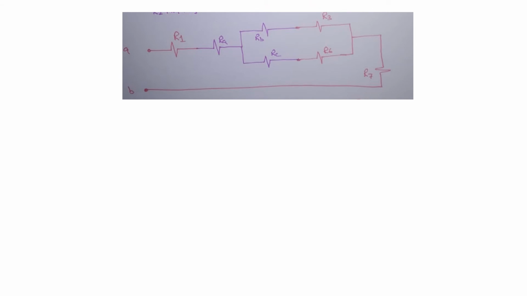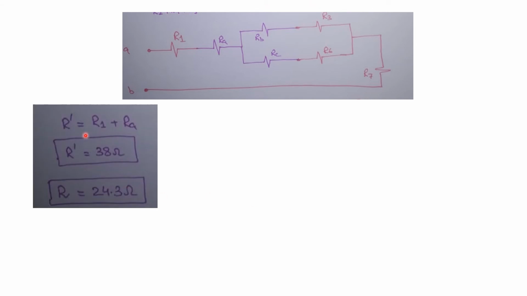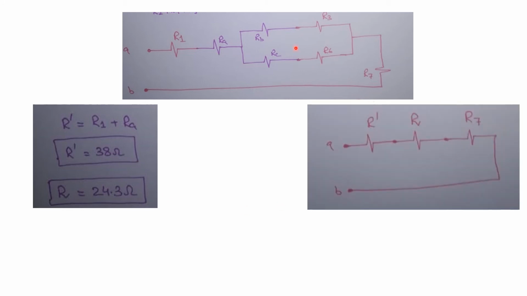Now find the value of R prime, which is basically R1 plus RA that are in series. You will get the value which is equal to 38 ohms. Now the value of R, which is basically this, you will solve in the first step RA and R3 in series, and then these two branches are in parallel with each other. So you first solve these two resistors in series and then in parallel with the other two resistors. You will get the value of R, which is equal to 24.3 ohms.